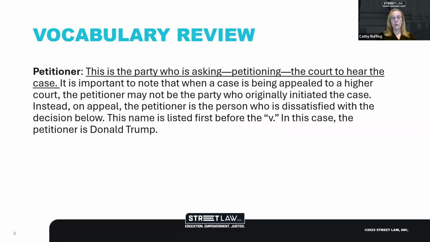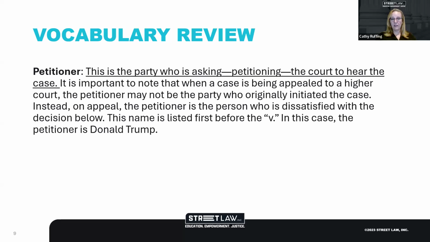The first is who is a petitioner. So if Gregg and Kim refer to petitioners, they mean the party who is asking or petitioning the court to hear the case. So in this case, since it's Trump v. US, it's Donald Trump. It's always the name that comes before the V. And you can always tell that this person is the person who was not successful at the court below, right? Because if you're successful at the court below, you don't want anyone else to look at the decision.